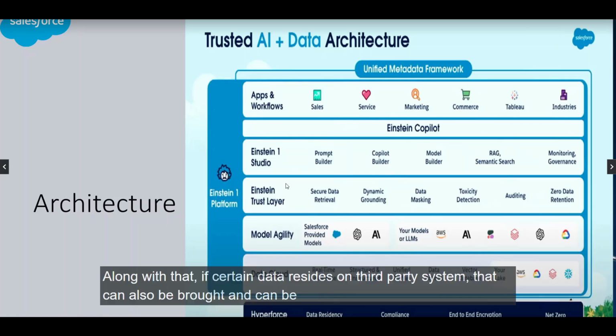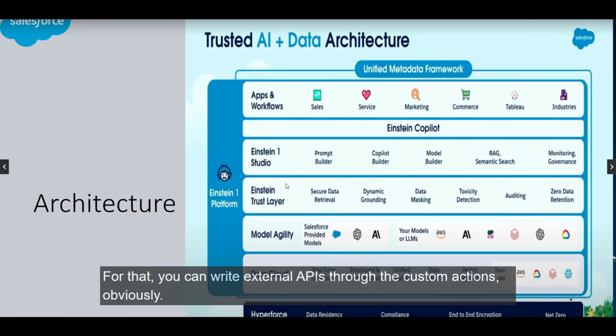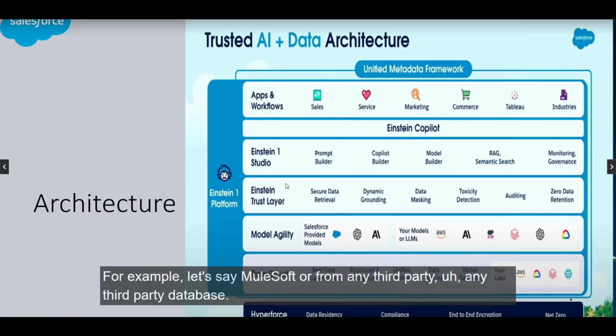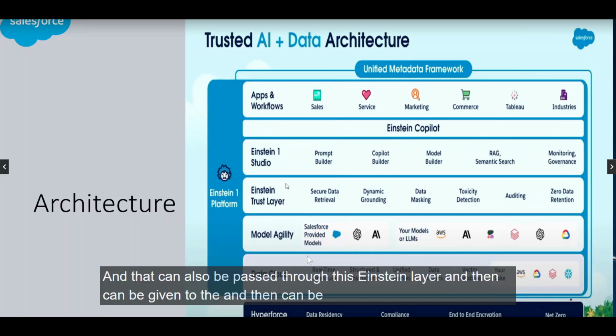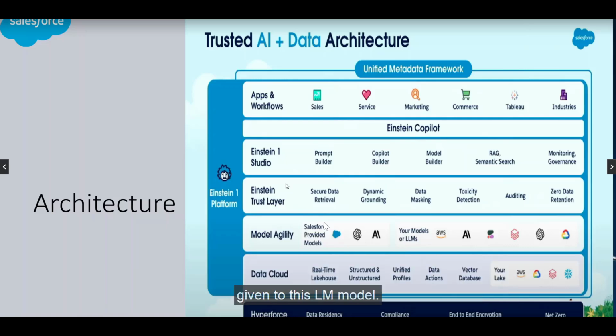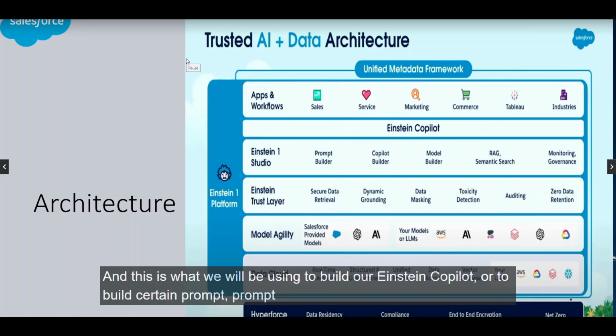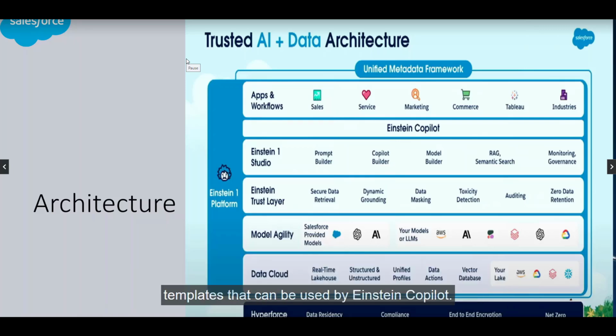Along with that, if certain data resides in a third-party system, that can also be brought in and fed into these LLMs. For that, you can write external APIs through custom actions, and these custom actions can get the data from that external API. For example, MuleSoft or any other third-party database, and that can also be passed through this Einstein layer and then given to the model, and then we get back the required information that we asked for. So overall, this is a holistic view of how the Einstein platform looks. And this is what we will be using to build our Einstein Copilot, or to build certain prompt templates that can be used by Einstein Copilot.